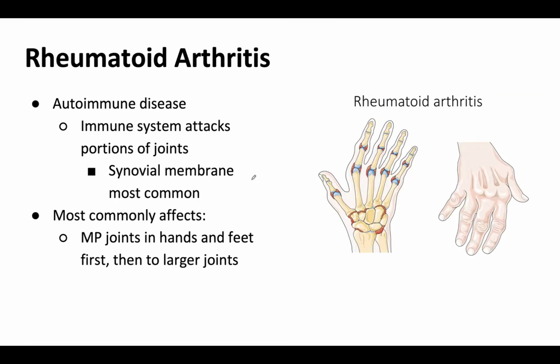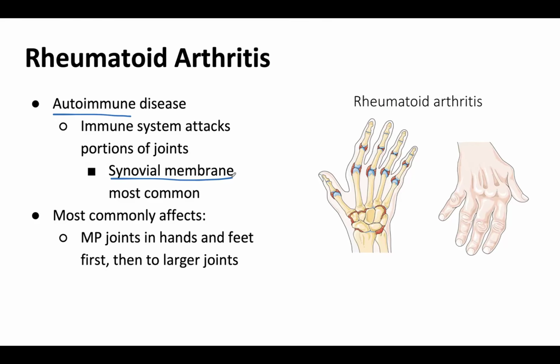Rheumatoid arthritis, or RA, is an autoimmune disease, which means that one's own body is attacking portions of the joint. And generally, the portion of the joint most commonly affected is going to be the synovial membrane. And you remember that synovial membrane is a portion of the articular capsule. So that is what an autoimmune disorder is. The immune system of the body is attacking its own structures. So in this case, it's attacking structures of the joint.